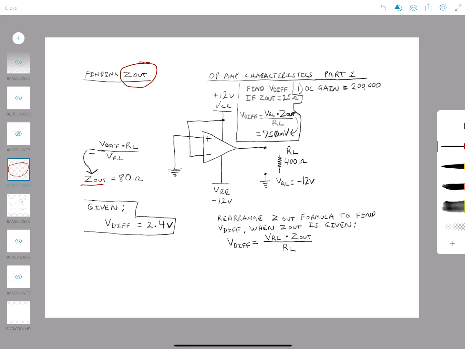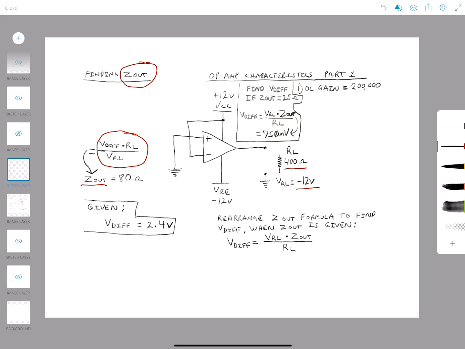In this case, let's start off. This one's a little simpler. Our formula for Z out is VDiff times RL, which is our load. In this case we're doing 400 ohms, divided by VRL, what our voltage would be across our load. So how do we come up with this negative 12 volts for VRL?